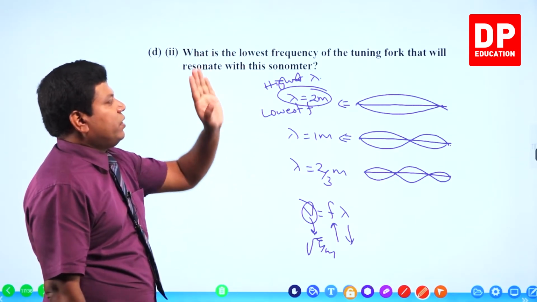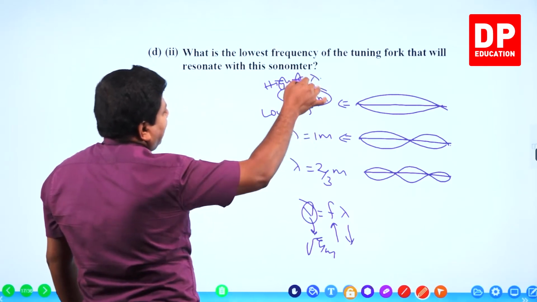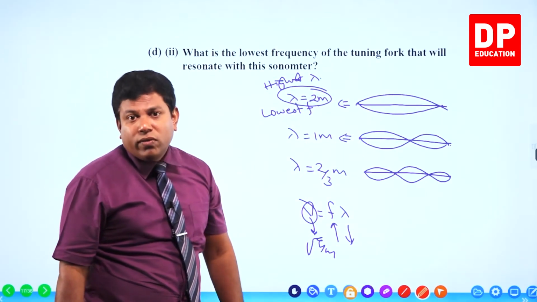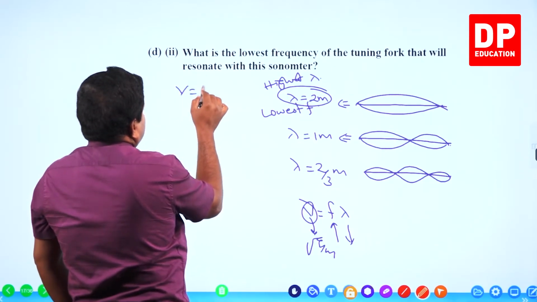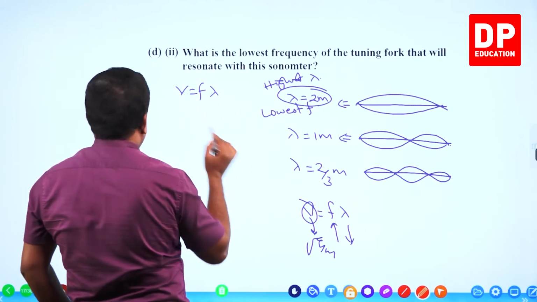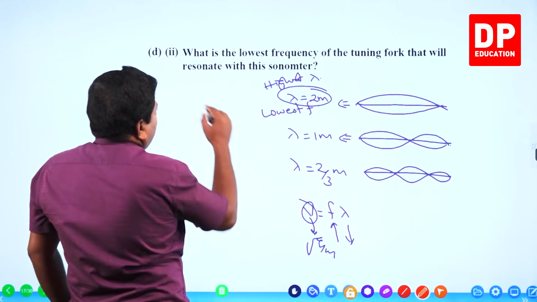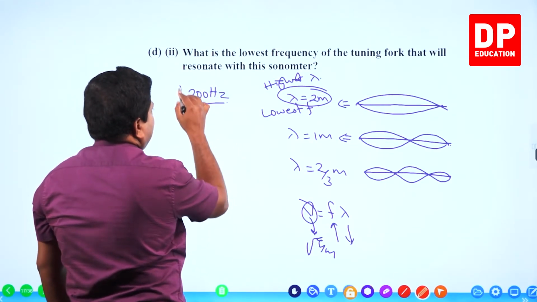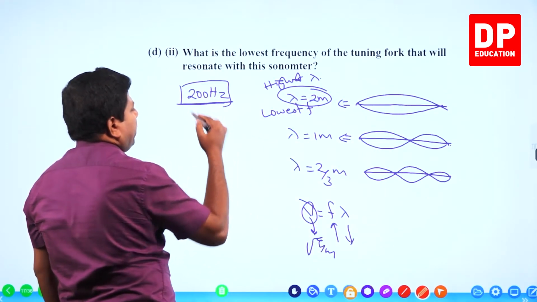So what is the lowest frequency of the tuning fork that will resonate? So you have to understand this case. That means the fundamental harmony is where we are going to have the lowest frequency that resonates. V equals f lambda. We found it, I think, isn't it? It was 200 hertz. We don't have to redo it. 200 hertz. That's the answer. You don't have to write all this. This is for you to understand. Just 200 hertz would be enough.